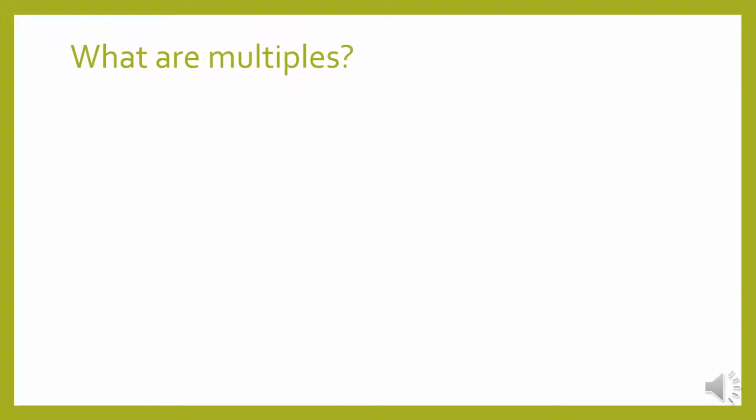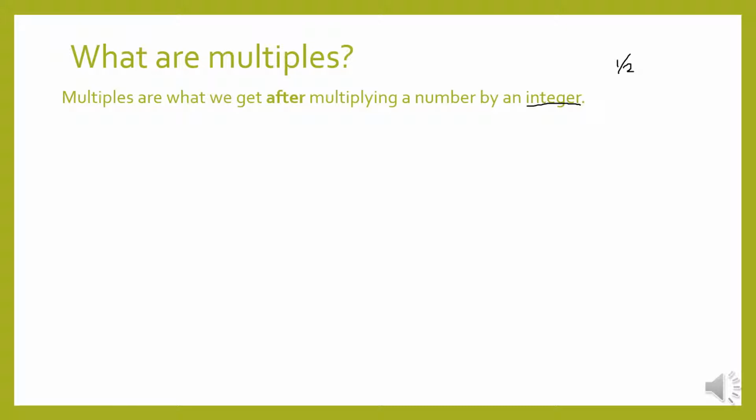Now we're going to move on to multiples. What are multiples? When we begin to think about multiples, you need to think about tables. Multiples are what we get after multiplying a number by an integer. What is an integer? An integer is a whole number. It's not a fraction. We'll talk more of this soon. Multiples are what we get after multiplying a number by an integer.